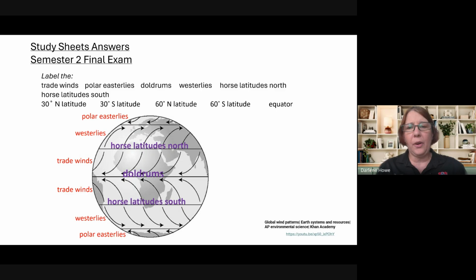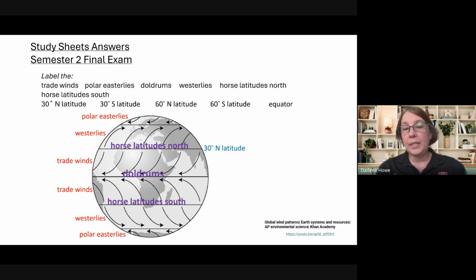Okay, so now we've done the first labels. Now we need to do the different degrees of latitude. So where do we find 30 degrees north latitude? Okay, try and figure it out. You know where the equator is. So then try to figure out 30 degrees north latitude. Okay, there's 30 degrees north latitude.